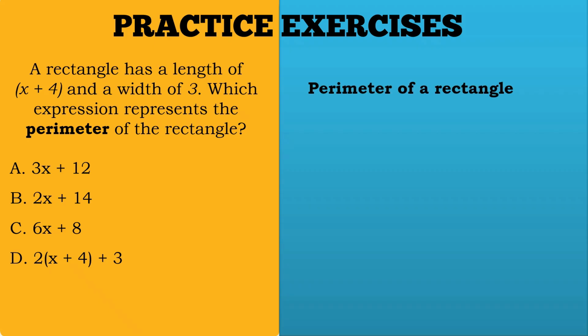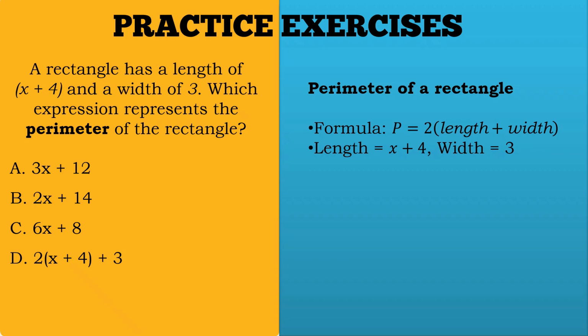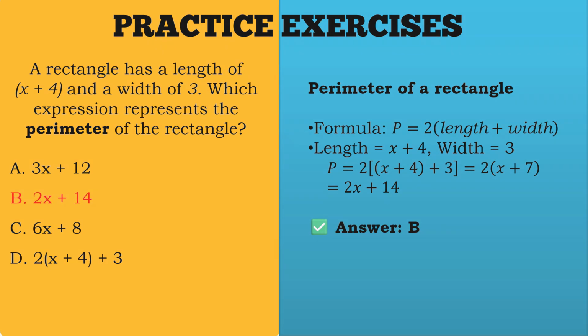Alright, let's find out the perimeter of a rectangle. This is the formula how to find the perimeter of a rectangle. P is equal to 2 times the length plus width. So, in our problem, length is equal to x plus 4 and width is equal to 3. Let's substitute these values into the formula. So, P is equal to 2 times the quantity of x plus 4 plus 3. By combining like terms, we have 2 times the quantity of x plus 7. Then, by using the distributive property, we have 2x plus 14. So, our final answer is letter B.